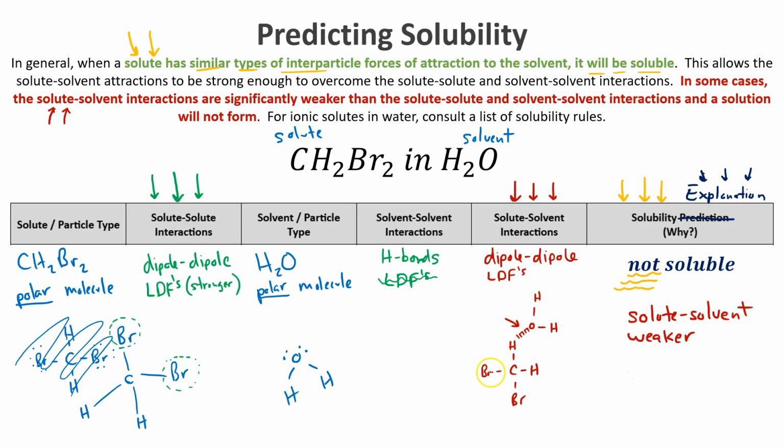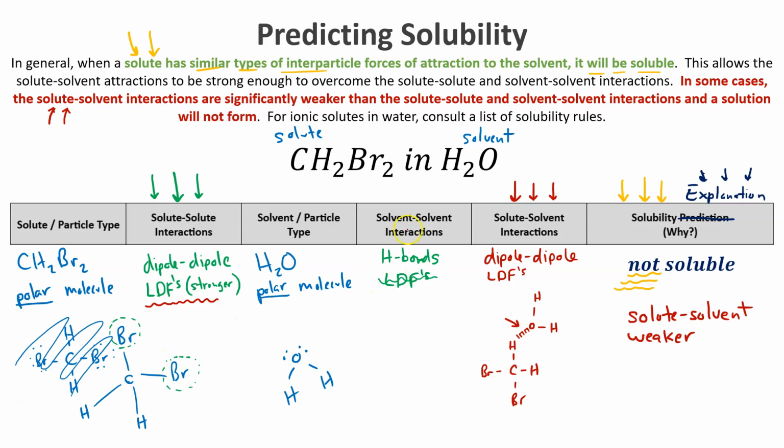If we look at what those forces are, this whole thing starts to make some sense. My solute-solvent interactions are dipole-dipoles and LDFs. If we look back and compare that to the solute-solute interactions, remember one of the things we noted. The LDFs between CH2Br2s can be significantly strong because of those bromine atoms. So that's one aspect of this. My solute-solute interactions are particularly strong in this case because of the LDFs between the solute particles.